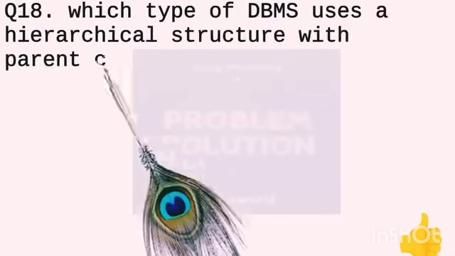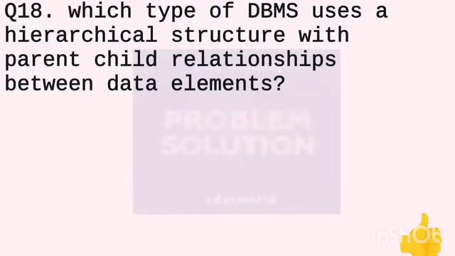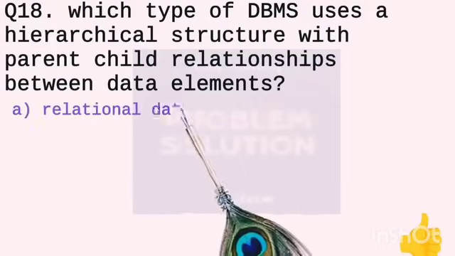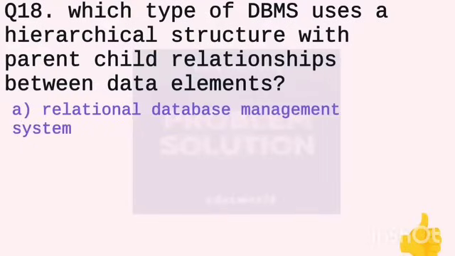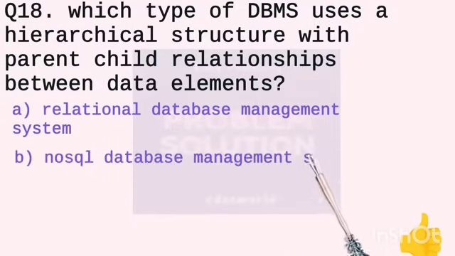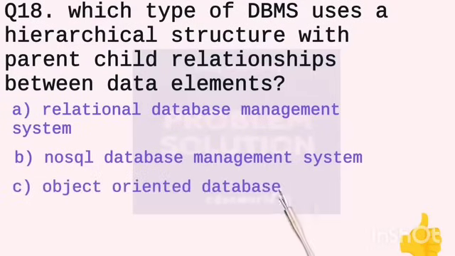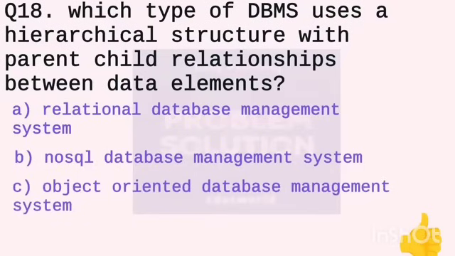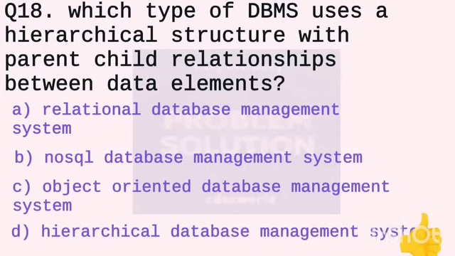Query number 18. Which type of DBMS uses a hierarchical structure with parent-child relationship between data elements? Option A. Relational Database Management System. Option B. NoSQL Database Management System. Option C. Object-Oriented Database Management System. And option D. Hierarchical Database Management System.